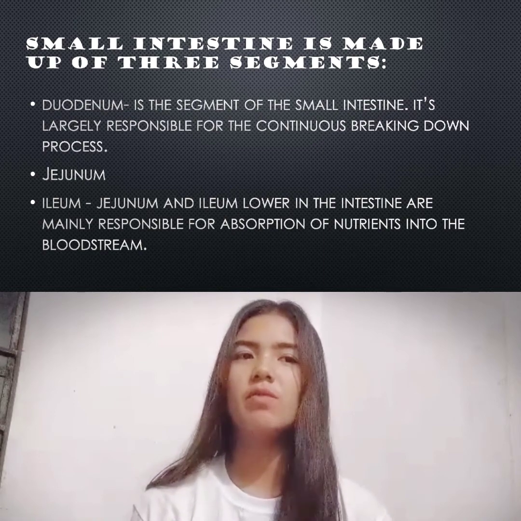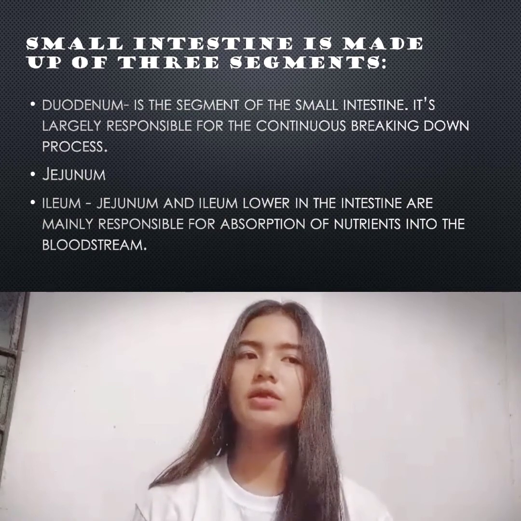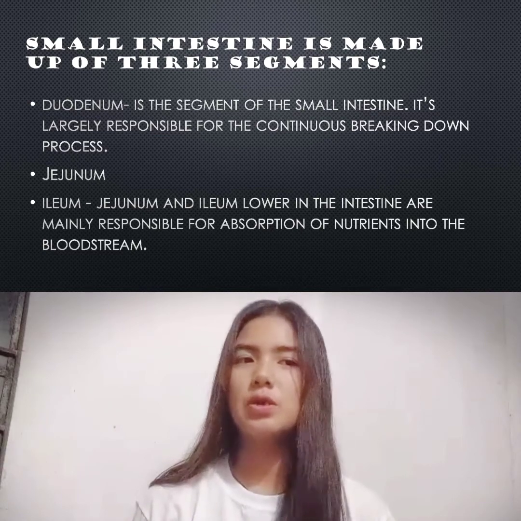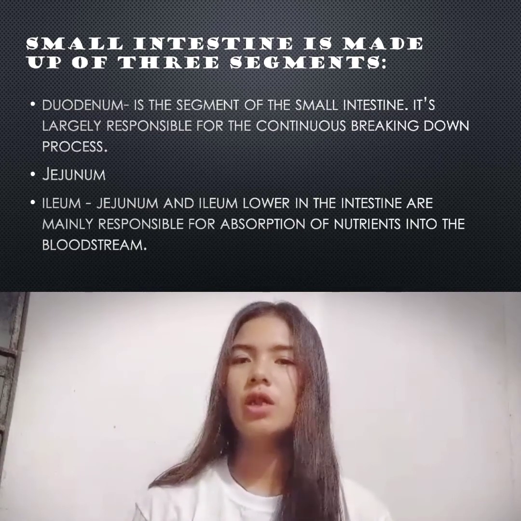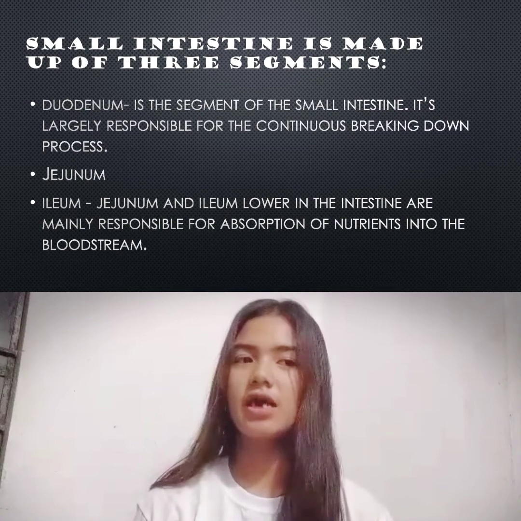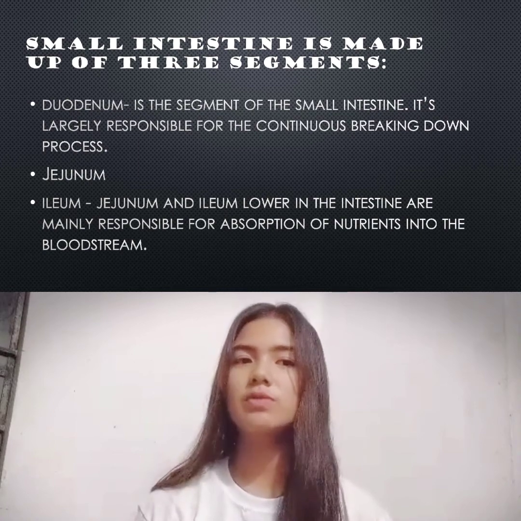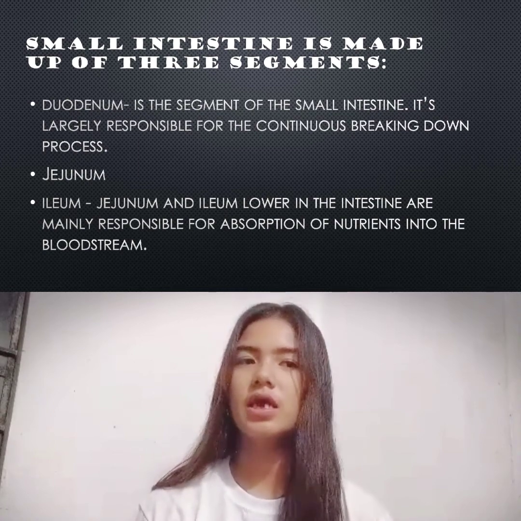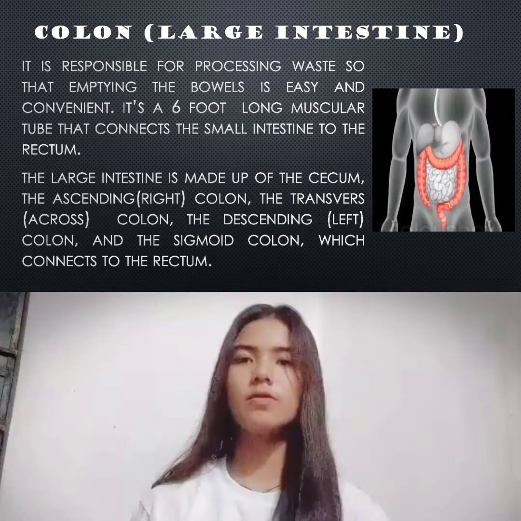The duodenum is the first segment of the small intestine. It's largely responsible for the continuous breaking down process. The jejunum and ileum, lower in the intestine, are mainly responsible for absorption of nutrients into the bloodstream.